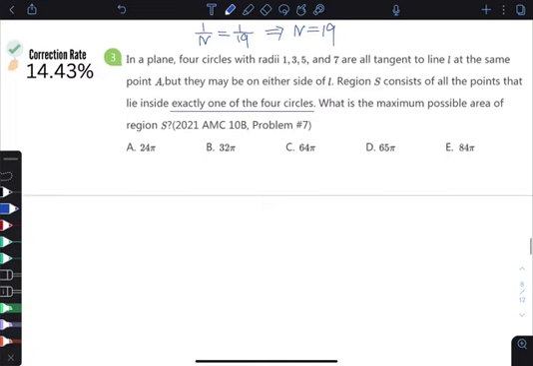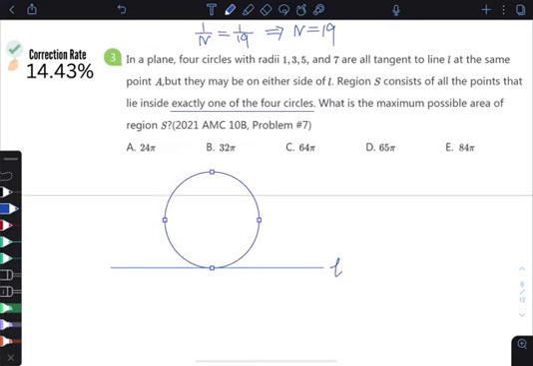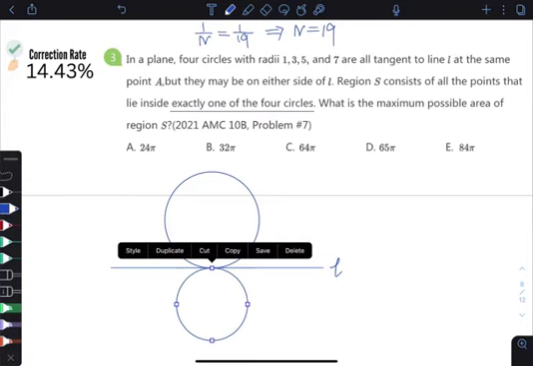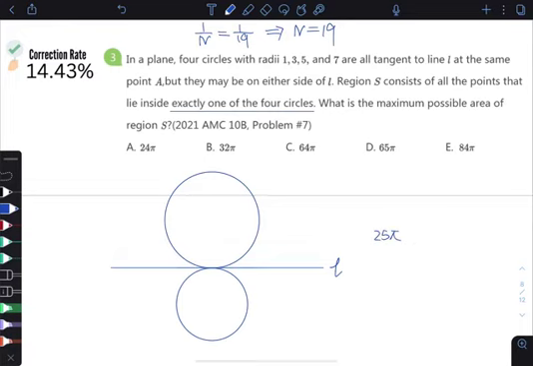Alright, so first of all, let me draw this tangent line L, and in order to maximize the area of region S, I will firstly put the 2 largest circles on 2 sides of L, like this. And right now, I know the sum of their areas will be part of region S, right? So let me do 25 pi plus 49 pi. Okay, and now I have to put another 2 circles, since all of the circles are tangent to L at point A. So the 2 small circles would be inside the large circles.